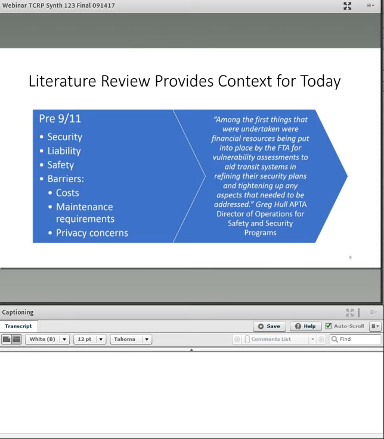So what our literature review does, the literature really provides context for today. It brings us up to where we are with camera applications. If we go back in our brains to pre-9/11, it was a different world in so many ways, including technologically. Pre-9/11, people were concerned about security.